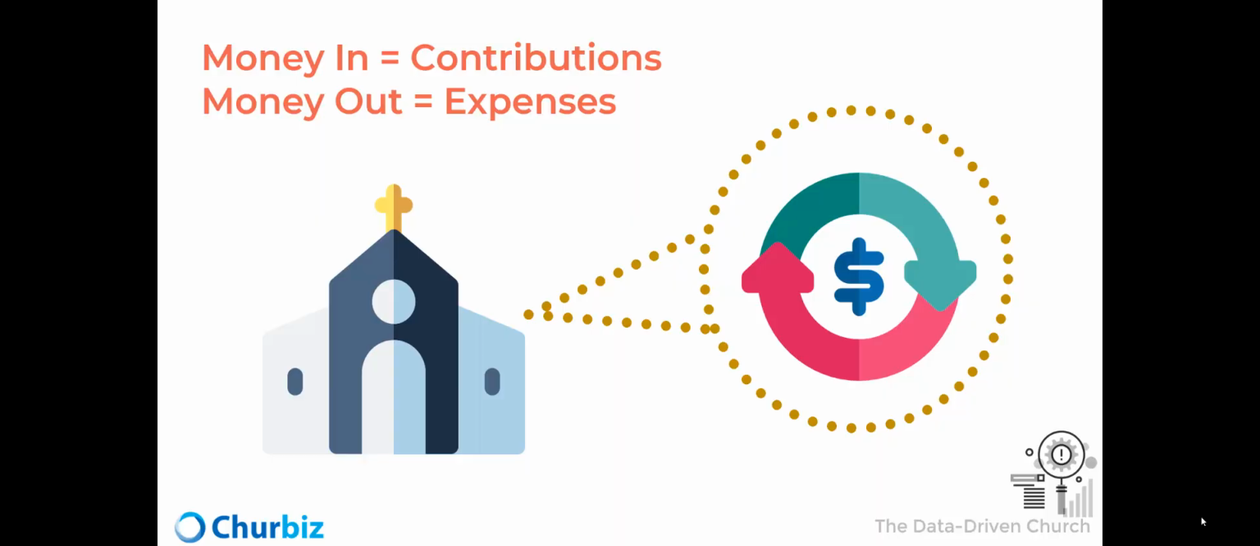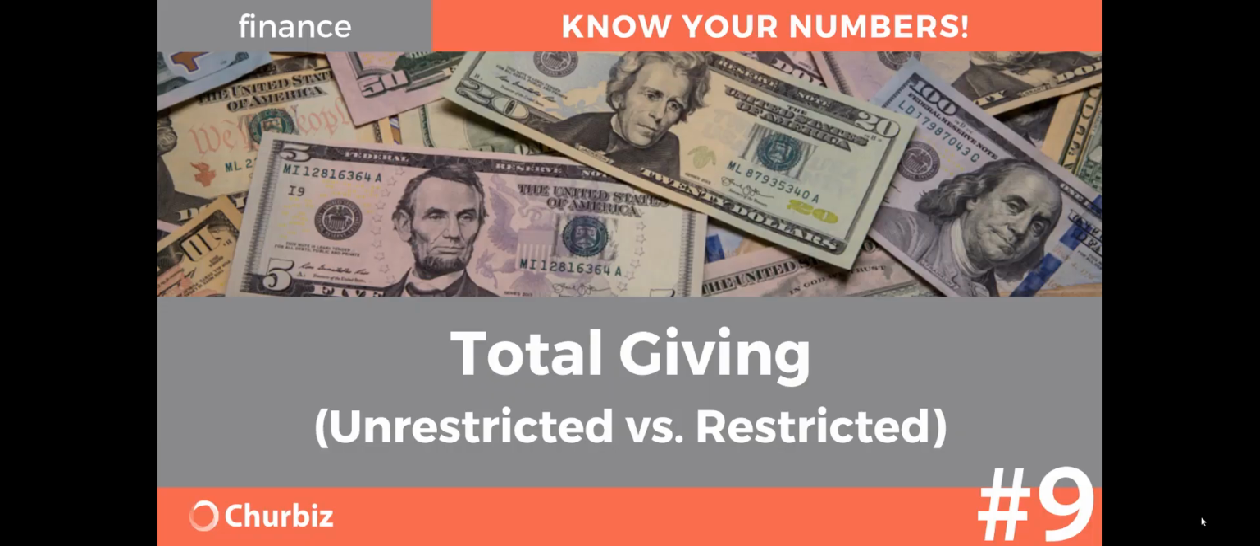So in order to begin to understand this, the first metric that we need to track is total giving, unrestricted versus restricted. As the leader, you need to know how much money your ministry is taking in each week, or your total giving across a determined time period. For example, how much money did the church take in last month? How much during this quarter or last year? And most importantly, how much of that was unrestricted versus restricted?